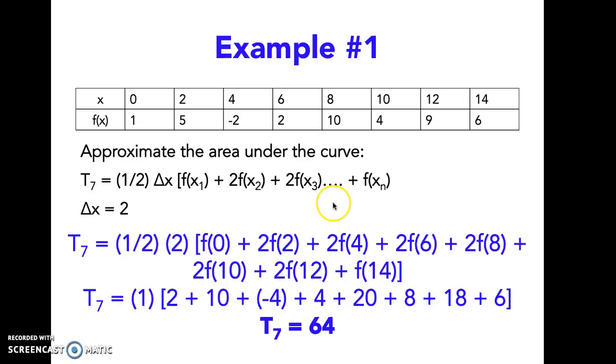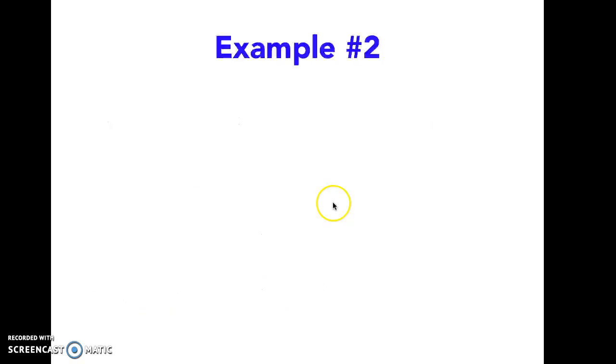So T sub 7 equals 1/2 times 2 times f of 0 plus 2f of 2 plus 2f of 4, and so on. We get 1 times 2 plus 10 minus 4 plus 4 plus 20 plus 8 plus 18 plus 6, and we get T sub 7 equals 64. Let's move on. Example 2.